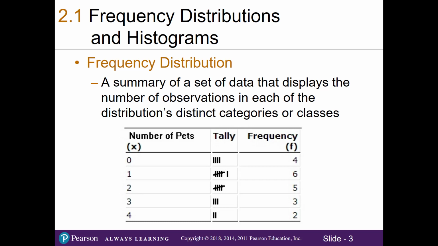A frequency distribution is a summary of a set of data that displays the number of observations in each of the distribution's distinct categories or classes. So here we have an example. Imagine you're an employee at Petco, and you want to know how many pets your customers have. So you ask 20 customers how many pets they have, and we take a tally of how many individuals say they have 0 pets, 1 pet, and so on. So here on the right we have our column for frequency, where we've turned our tally marks into numbers, and we can see how many customers have 0 pets, as well as how many customers say they have 4 pets.